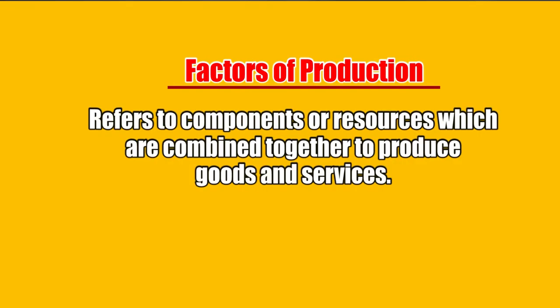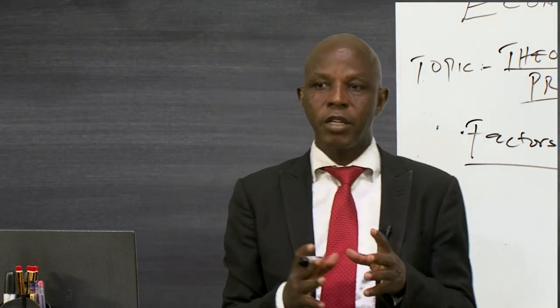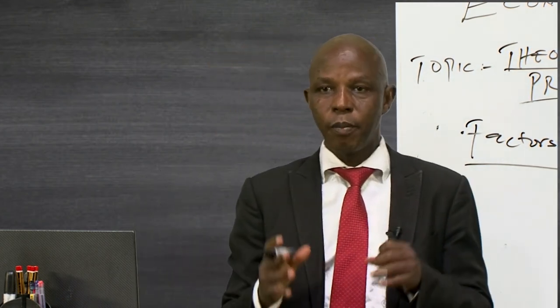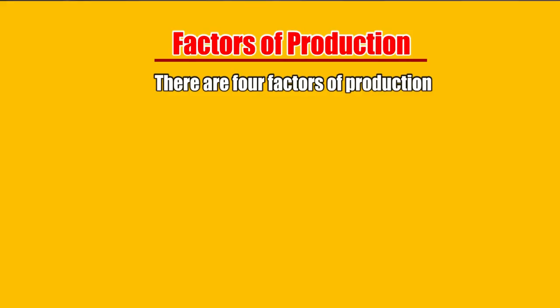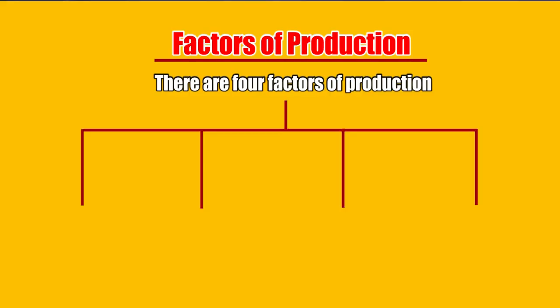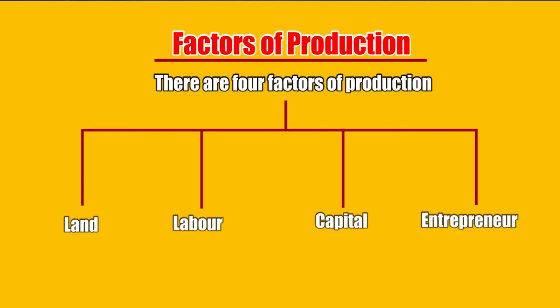So the next thing is factors of production. What is factors of production? Factors of production is defined as components or resources which are combined together to produce goods and services. Components or resources which are what? Combined together to produce goods and services. Before goods and services can be produced, these resources have to be combined together to enable production to take place. So we have four factors of production: land, labor, capital, and entrepreneur.